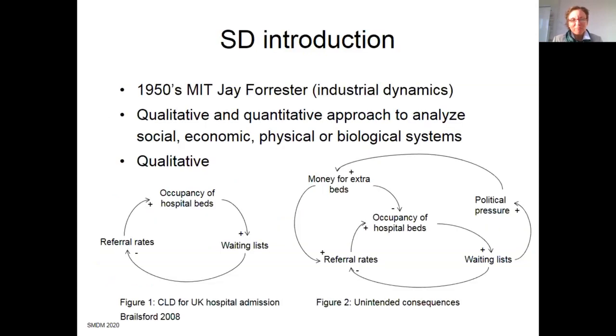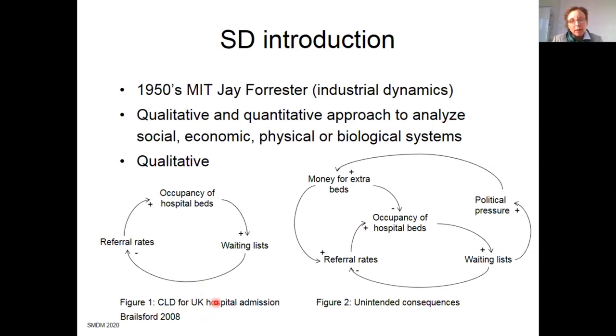System dynamics. System dynamics was introduced in the 1950s at MIT by Jay Forrester, in the field of industrial dynamics. This kind of simulation approach has two components, a qualitative and a quantitative approach to analyze social, economic, physical, or biological systems. Let's start with an illustration of the qualitative approach that you see here in figure 1, where Brailsford and colleagues were evaluating hospital admission and capacities in hospital beds in the UK.